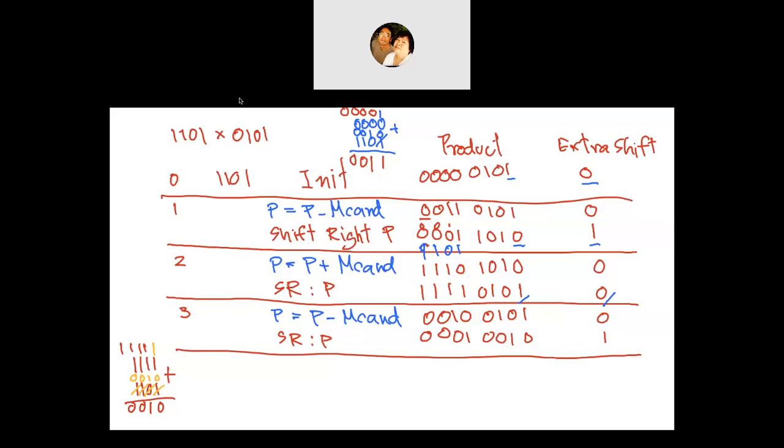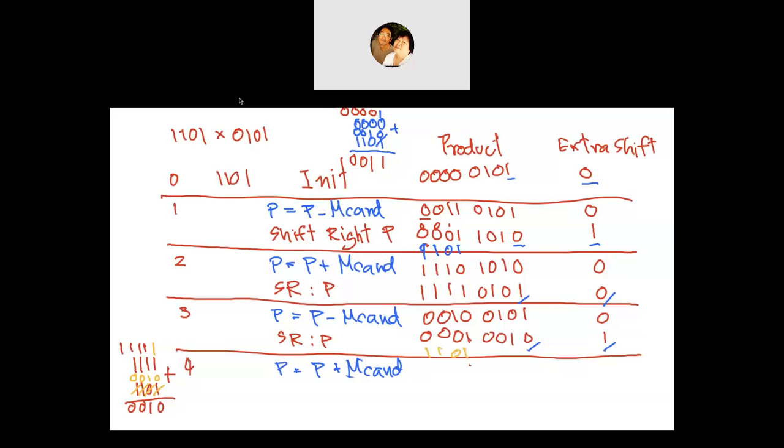How about the fourth round? We have 0 and 1 there. What shall we do next? We update the product by adding the product to the multiplicand, right? Because this one is 0, 1. 0, 1, we do the adding. How can we add 0, 0, 0, 1 to 1, 1, 0, 1? This is the multiplicand.